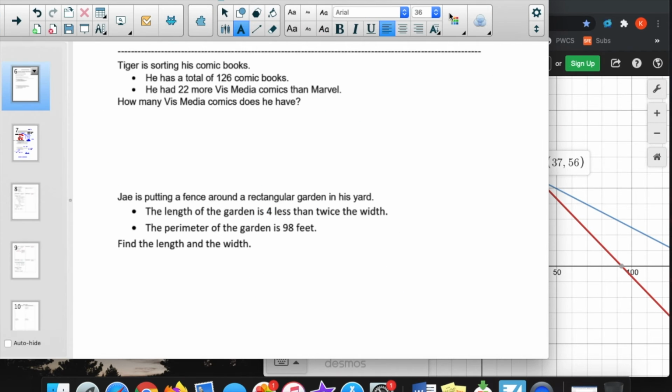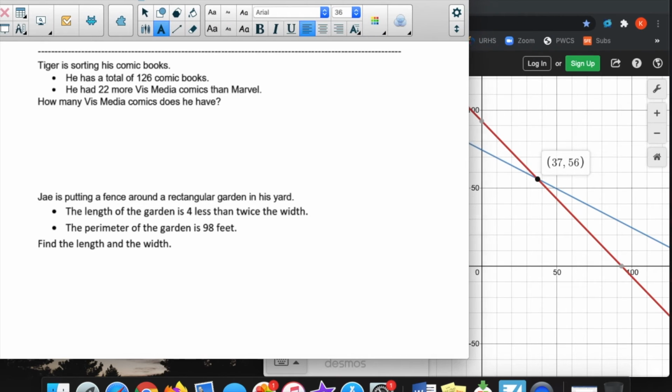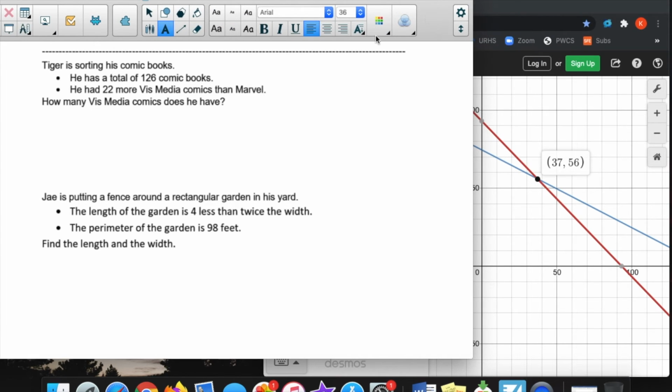Okay, so I'm just going to go through a couple more problems here with you, just setting it up and solving it in Desmos so it'll be quicker. So this one says Tiger is sorting his comic books. He has a total of 126 comic books.